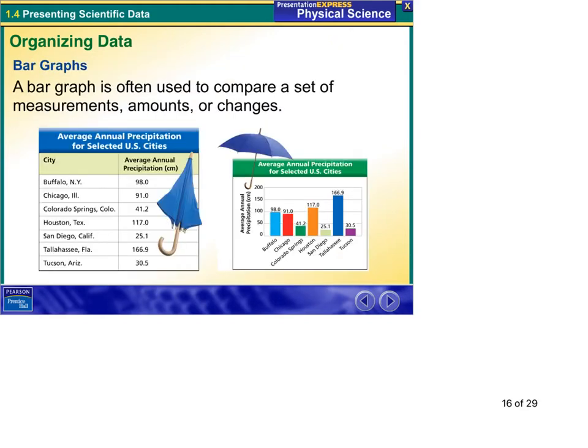Bar graphs. Used to compare a set of measurements, amounts, or changes. The bar graphs are used to compare different items, like here, different cities.